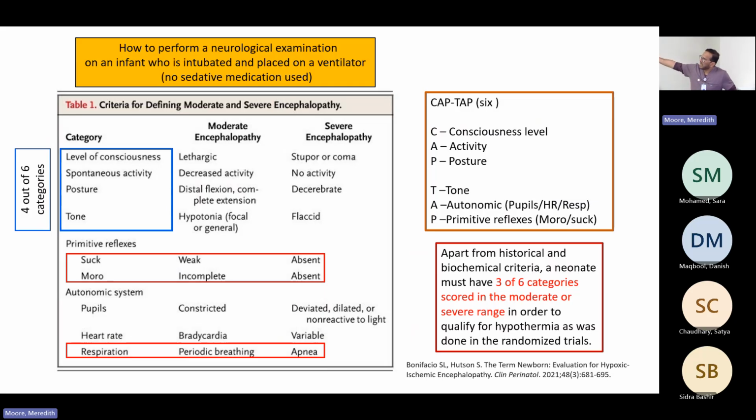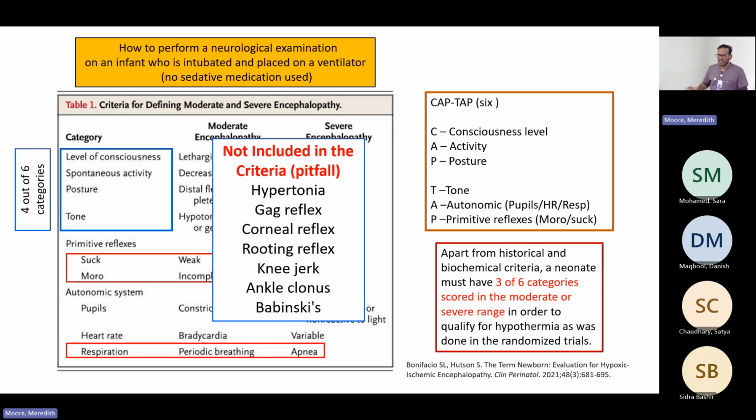Just follow the CAP tap, which is conscious level, activity, posture, tone. Just 6 things we need. Out of 6, if 3 are there, the baby qualifies. Simple as that. Please don't do all that: hypertonia, gag reflex, corneal, rooting, knee, clonus, Babinski's. Don't do all the neuro exam. It's so easy. Just follow SARNAT.